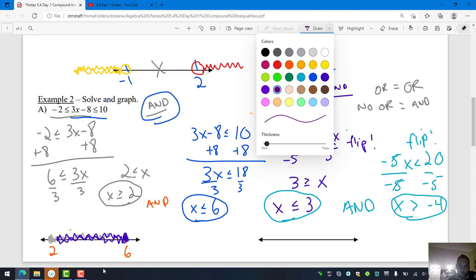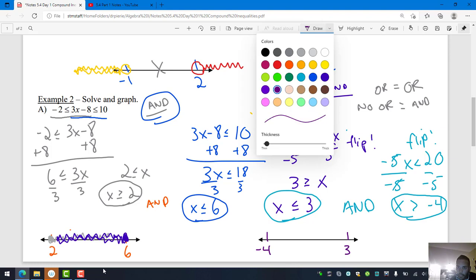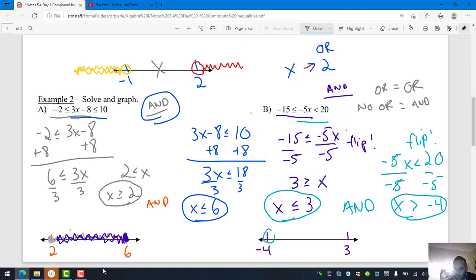So a smaller number always goes on the left. In this case, it's going to be negative 4. Bigger number is always on the right. In this case, it's going to be 3. Okay, let's start with the smaller number. X needs to be greater than negative 4. So if it's just greater than, not greater than or equal to, it's going to be an open circle, and the arrow is pointing to the right, so I'm going to shade to the right.